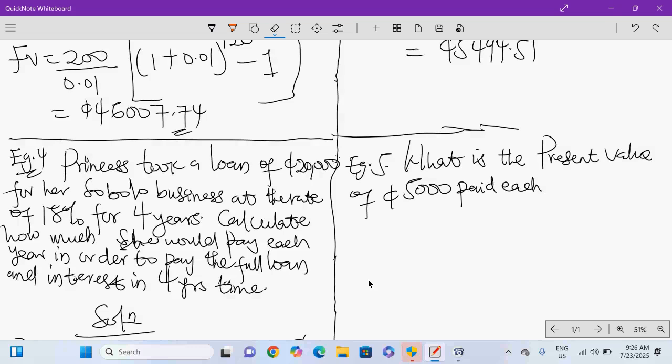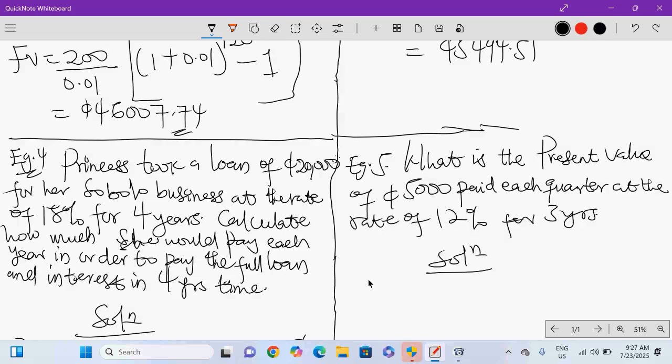Here, the question is specific. What is the present value? We are going to use the present value. 5,000 each quarter, because they are paying every quarter. They are paying 5,000, so that's a uniform cash flow. So that's an annuity. Right, now we know it is an annuity, and then we know it is the present value. So that's what the question is asking.